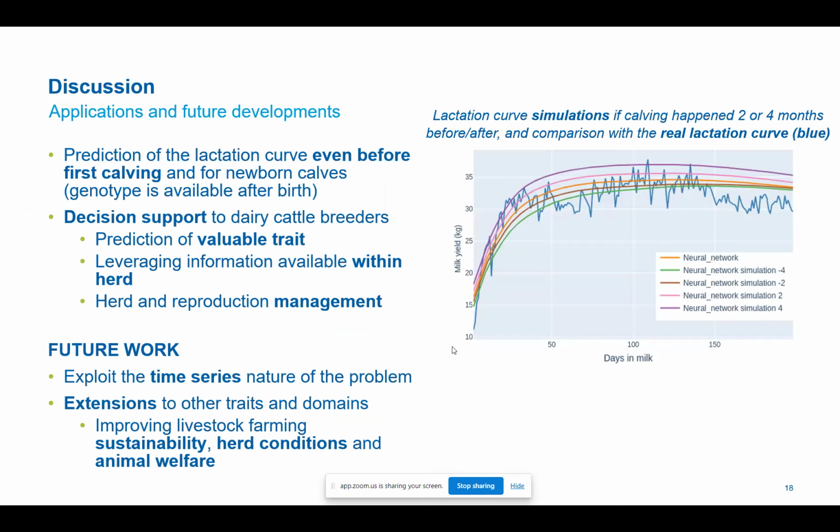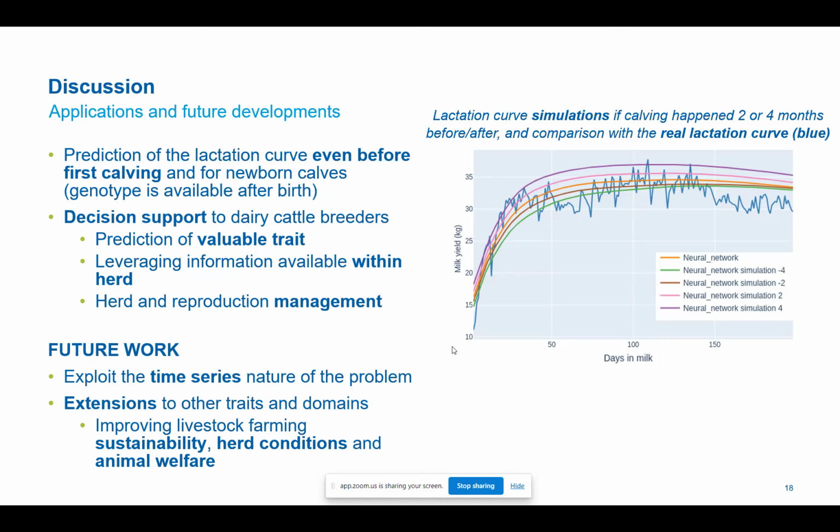we believe that this methodology, and especially AI in livestock breeding in this setting, can help predict traits even before first calving, especially if you have a genotype available. We know that genotype is available after birth. You can easily integrate genotype information into a machine learning setting, and you can predict a trait even before first calving, or even at birth. This can serve as decision support to daily cattle breeders, and it can be valuable especially for herd and reproduction management.